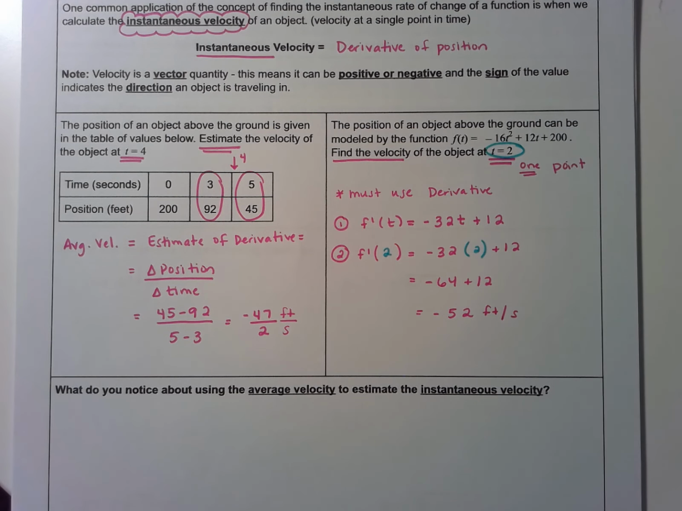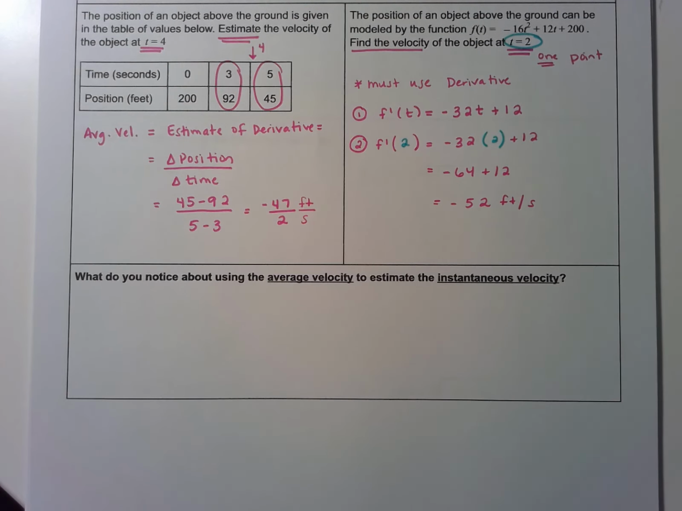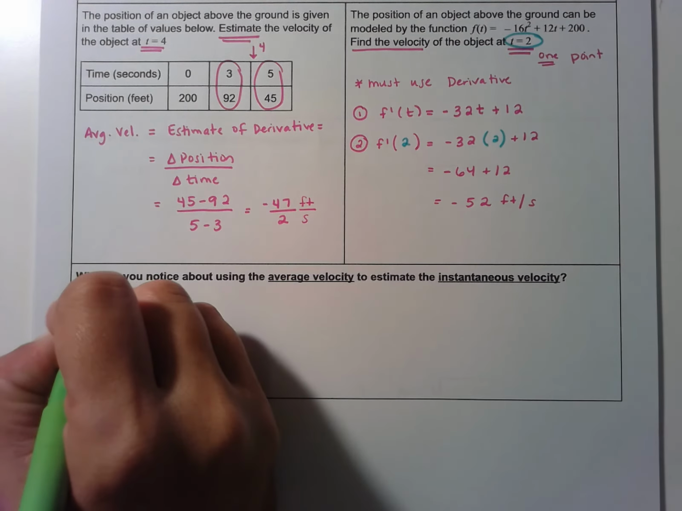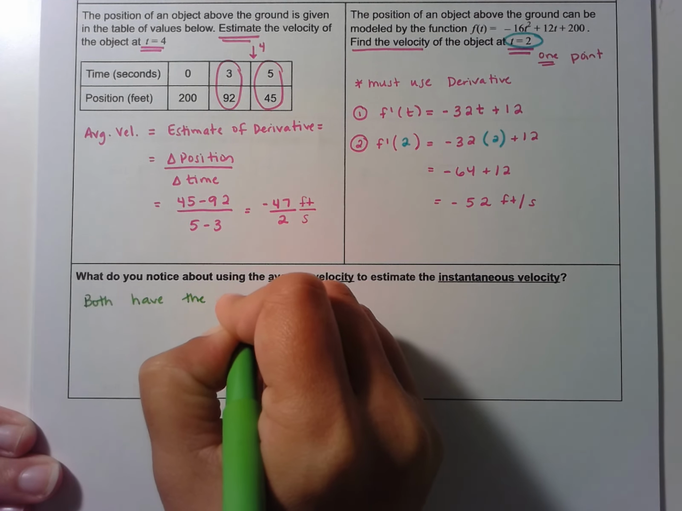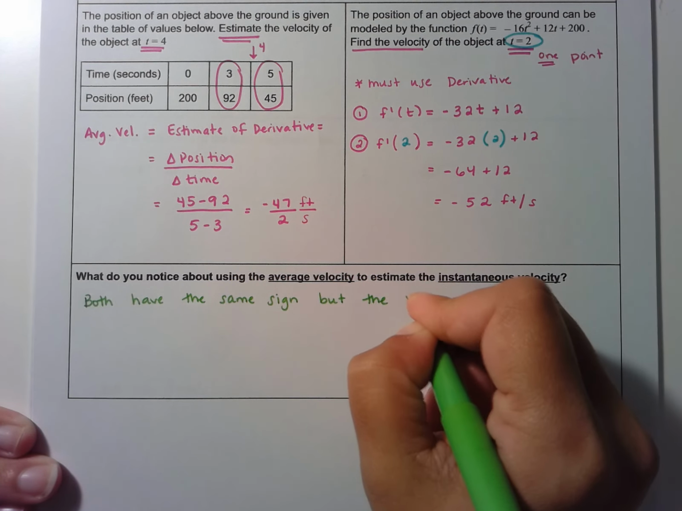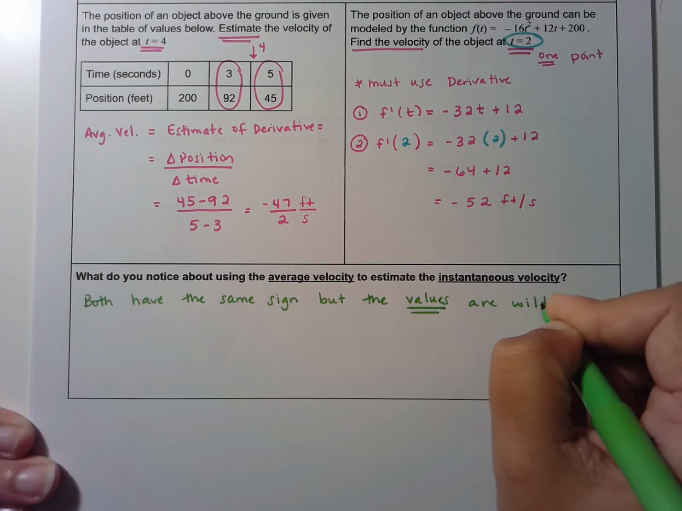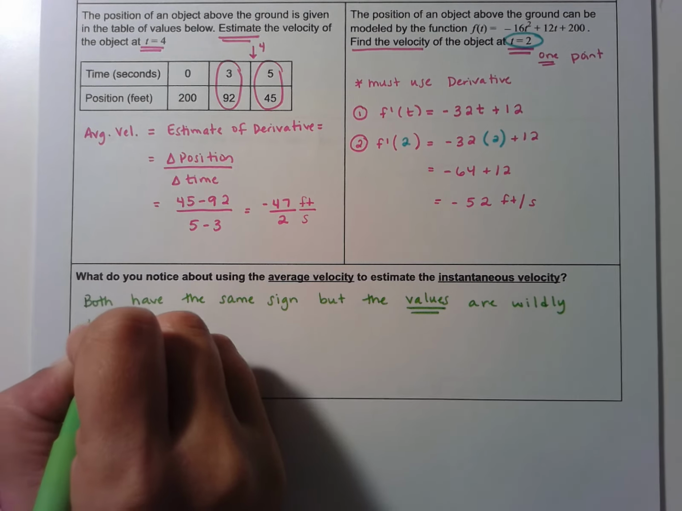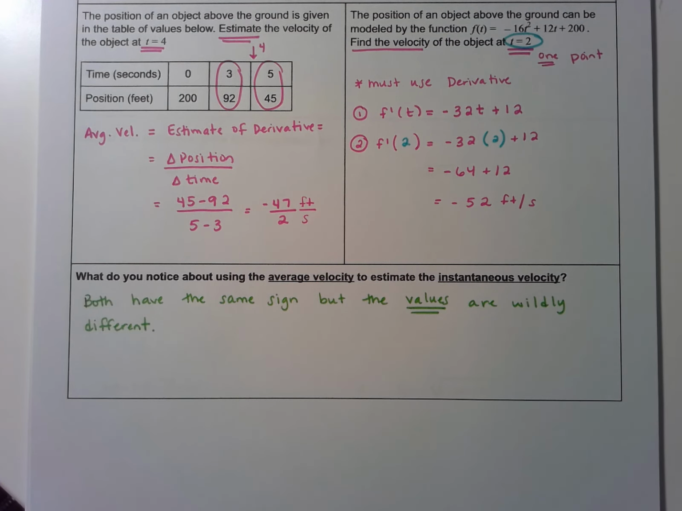Now, what I want to point out to you here is, what do you notice about using the average velocity to estimate the instantaneous velocity? So how does our estimate compare to the actual? The answer is they're both negative. So they both have the same sign. But the values are wildly different. So finding our average velocity is not going to be the same thing as how fast you are going at a single moment.